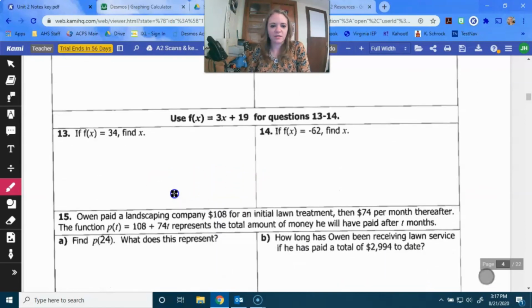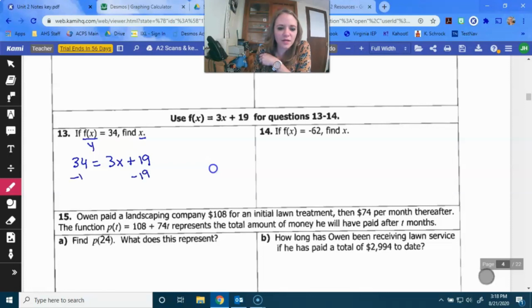All right, I guess 13. Yeah, let's just at least set this up. If f of x is equal to 34, that is saying my answer, or my y, was 34. Now I got to go find x. So what that means is I'm going to take 34 and plug it in here. So 34 equals, I literally substitute it in place of my f of x, equals 3x plus 19. And then you, of course, just isolate x by subtracting 19 from both sides, and then divide by 3. So go ahead and finish that one, and then also do number 14, okay?